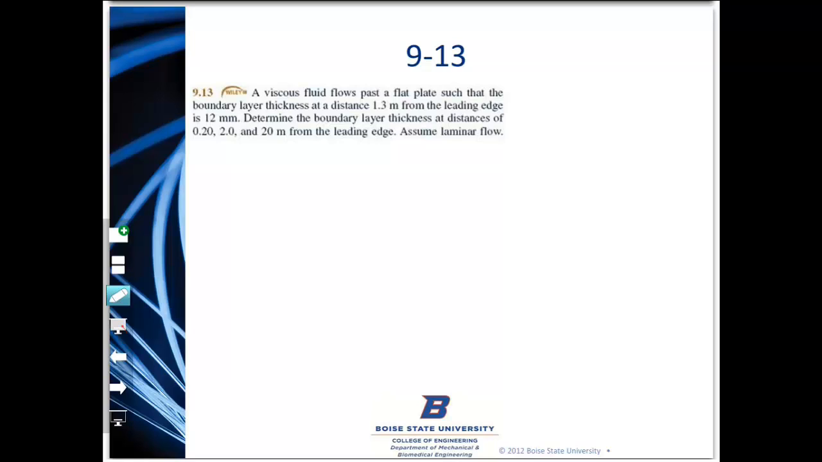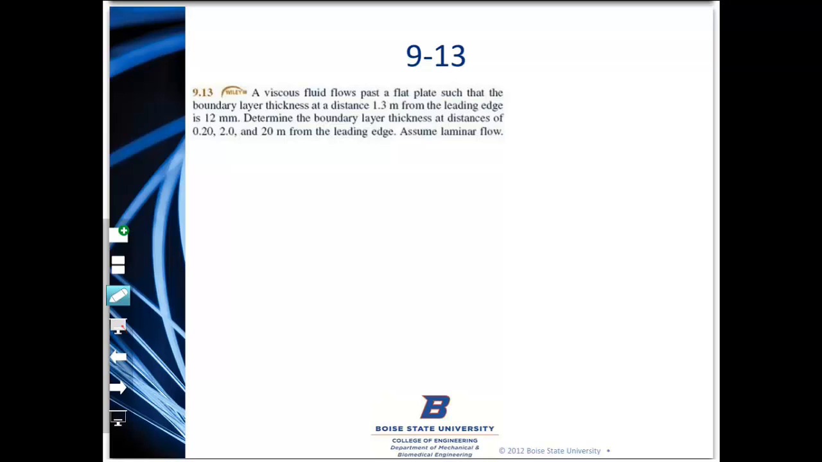Let's look at some problems from Chapter 9. This is problem 13 from your book. The viscous fluid flows past a flat plate such that the boundary layer thickness at a distance 1.3 meters from the leading edge is 12 mm. You're asked to determine the boundary layer thickness at a distance of 0.2, 2 and 20 meters from the leading edge, and you're asked to assume laminar flow.